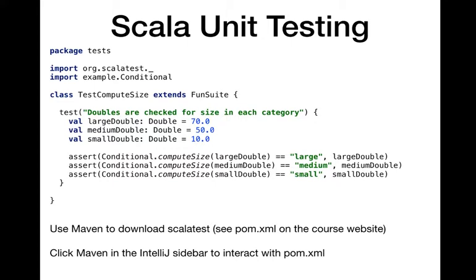And I want to write unit tests that are going to let me know if this method is correct. So what I'm going to do is come up with a couple of inputs. I'll get one from each category, call my compute size method, and make sure the output equals what I expect it to equal.